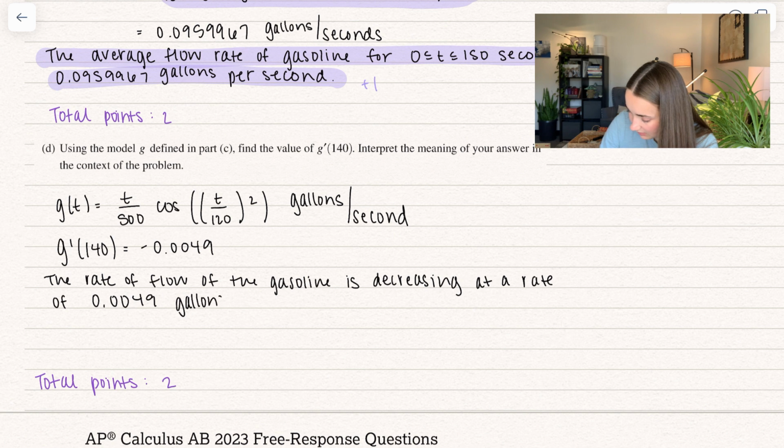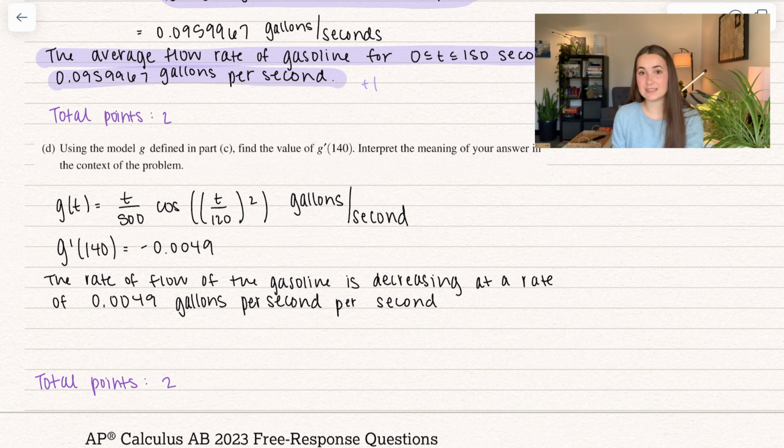And remember, we're taking the derivative, so we're taking an extra rate of change, right? The derivative represents the rate of change. So if we have gallons per second, now we have gallons per second per second, or per second squared. It's like the acceleration, right? We get meters per second squared, meters per second per second. And don't forget to say the time: at t equals 140 seconds.